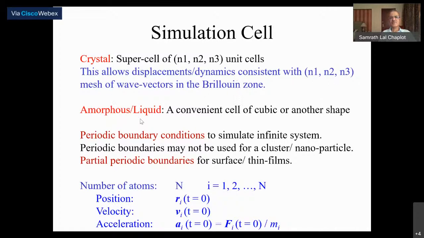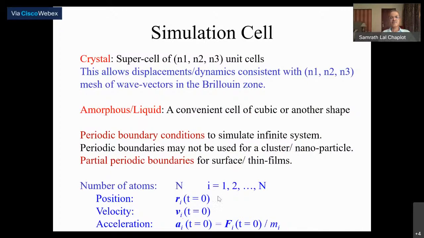For an amorphous structure or a liquid, you can use any convenient cell. You can start with an equivalent crystal cell, melt it at very high temperature, and then cool it down to get an amorphous structure. That's a normal method that one uses. You also apply periodic boundary conditions to simulate infinite systems. You may not apply periodic boundary conditions if you're interested in just a cluster or a nanoparticle, and partial periodic boundaries if you're looking at a surface or a thin film monolayer.